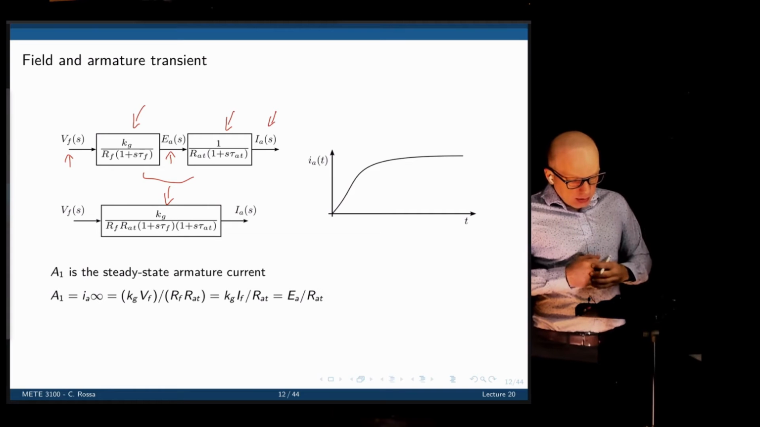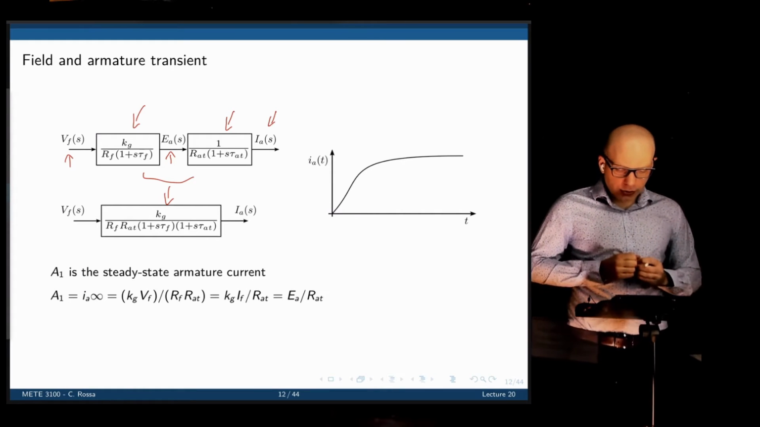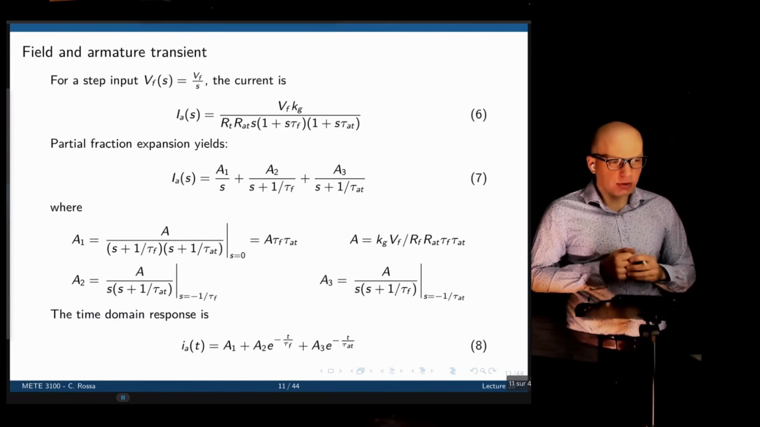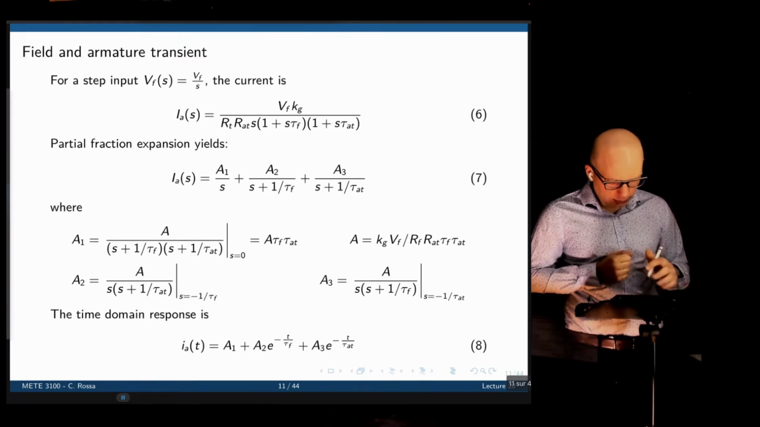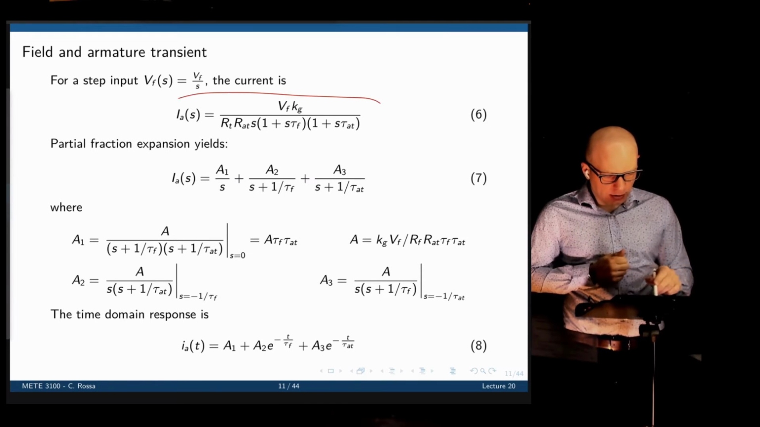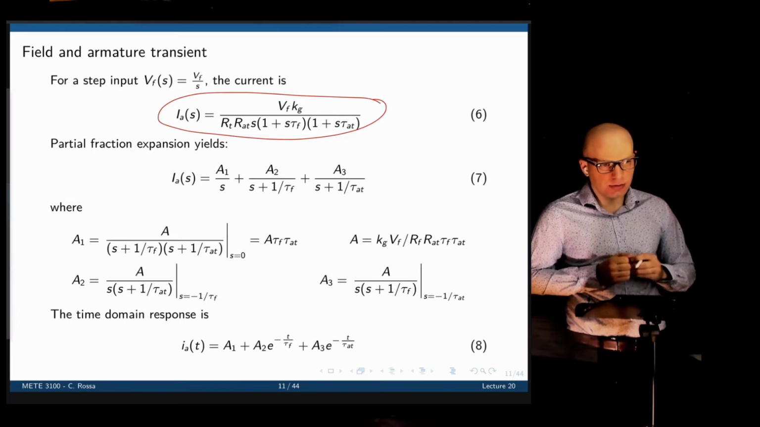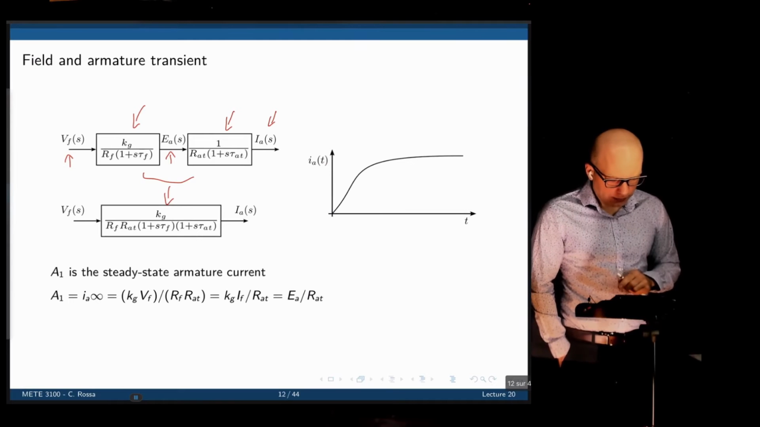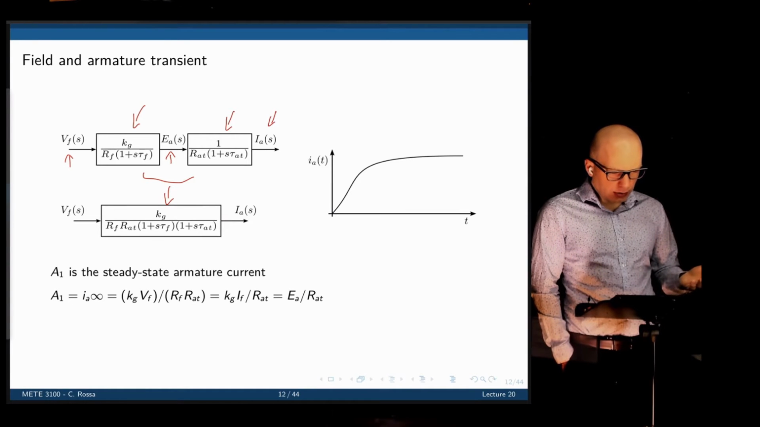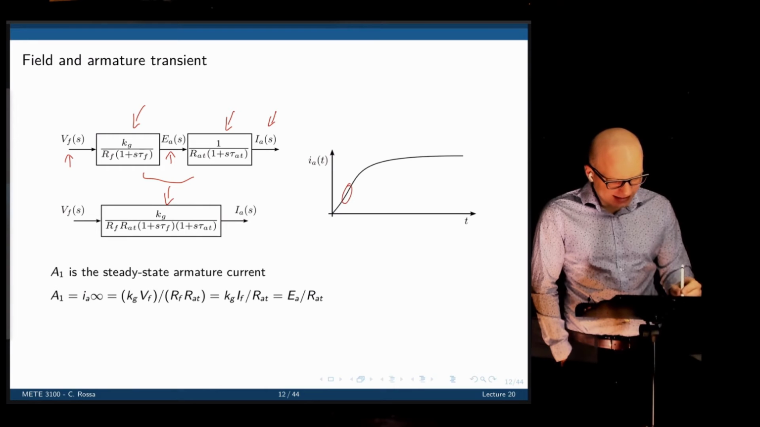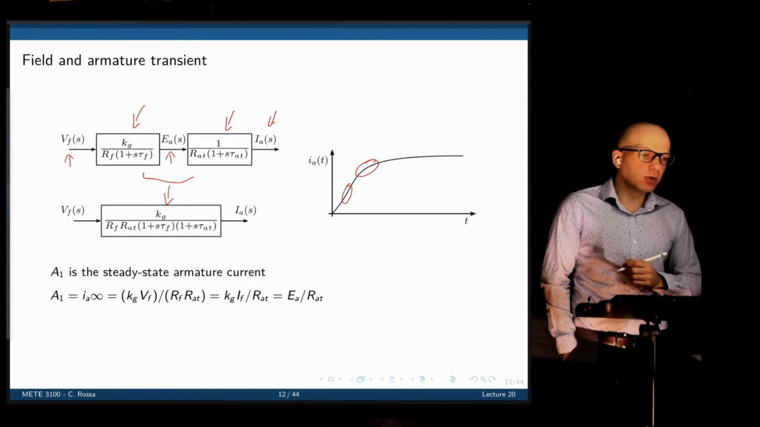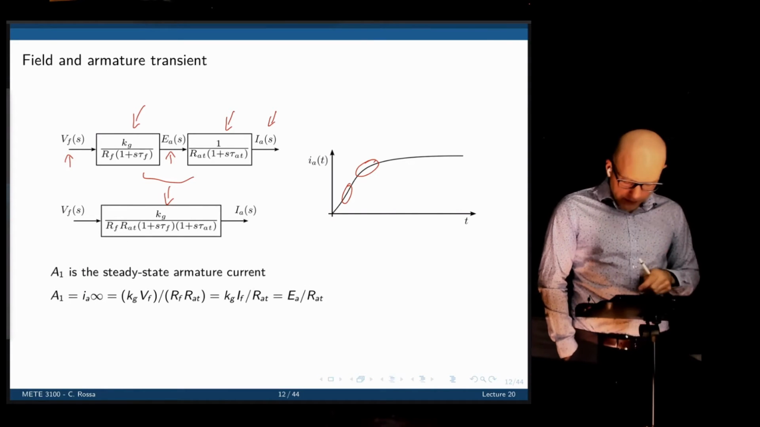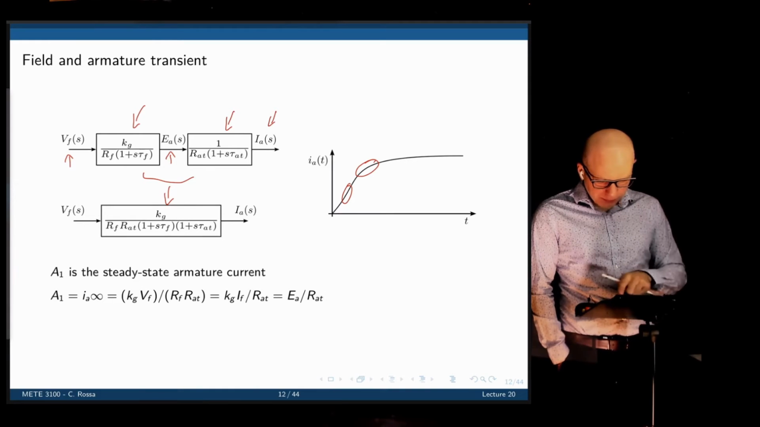A1 would be the steady state armature current, which we can find by taking the limit of equation 8 when time tends to infinity, or we take the limit of s times that when s tends to 0. And that's what we get. And so we see here one more thing. You see that this time response depends on two exponentials. It's not just one. You see the effect of both armature winding and rotor winding time constants there.